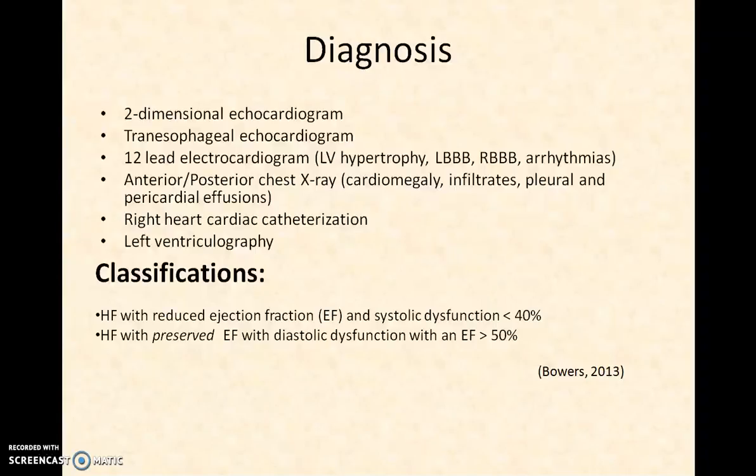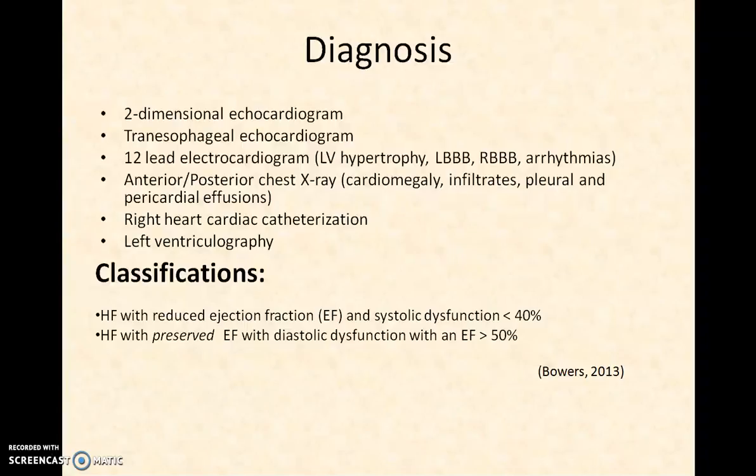Also, anterior and posterior chest X-ray would be great. That can show cardiomegaly, infiltrates, pleural and pericardial effusions, which are some side effects of heart failure. Right heart cath. So they go through the vein. They can go through the right groin there, up through the inferior vena cava, and look at all the pressures in the right atrium, right ventricle, and the pulmonary wedge pressure when going in there with the catheter.